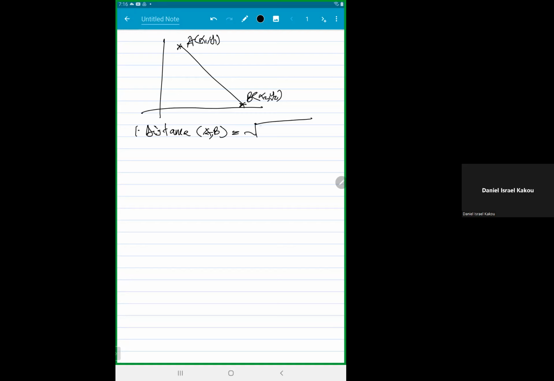So it is the difference in the x coordinates squared plus the difference in the y coordinates squared.